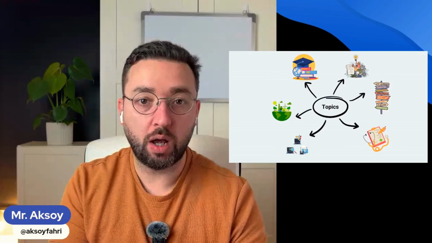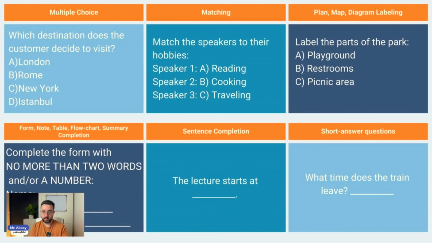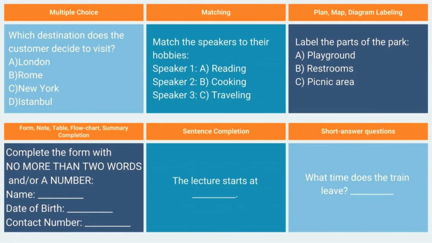And also you have to be familiar with the question types. There are 6 types of questions in the IELTS listening part. In multiple choice, you're going to have 4 or 5 options and you need to choose the correct one. In matching questions, you have to match the speakers to their subjects. For example, speaker 1 might be talking about traveling, and speaker 2 might be talking about reading. In the label question type, you have to give the answer according to the directions.